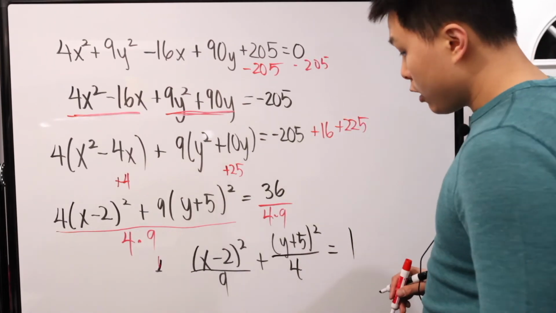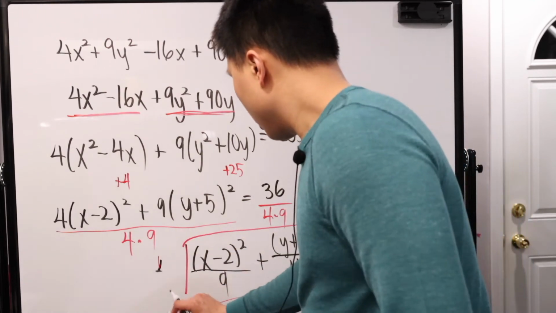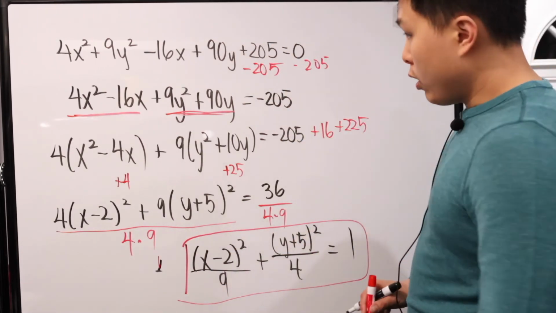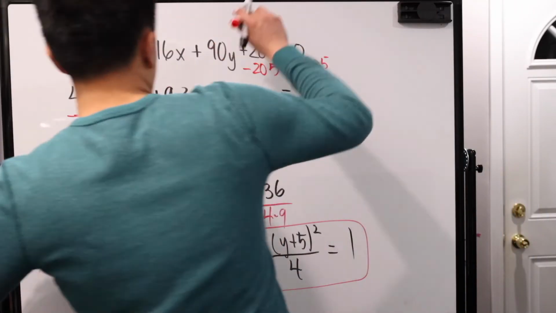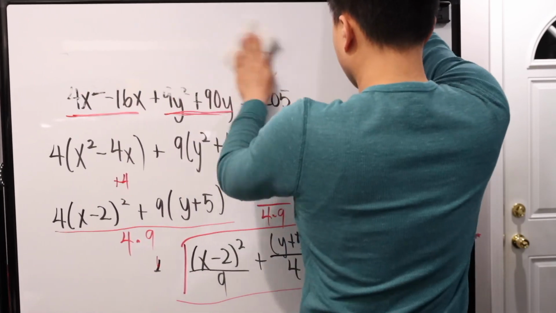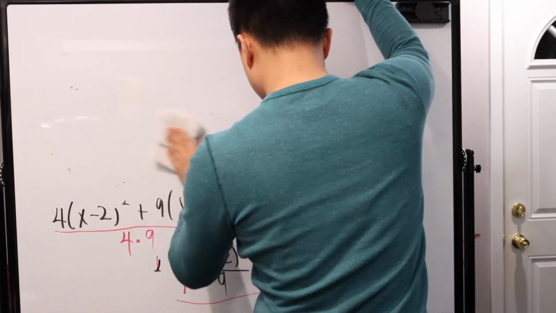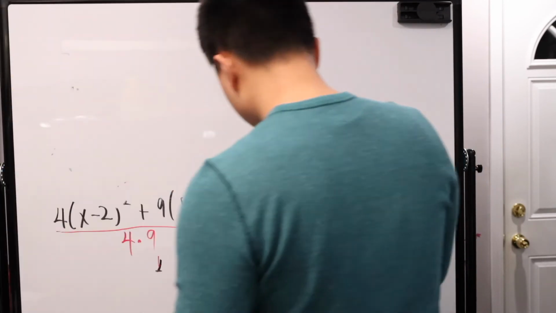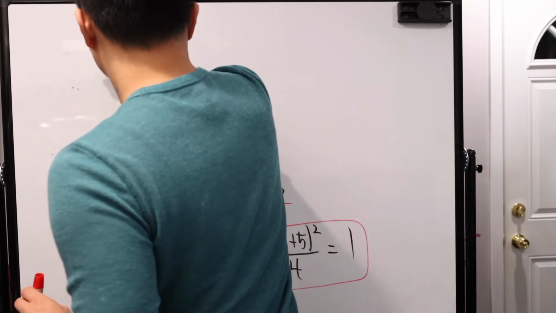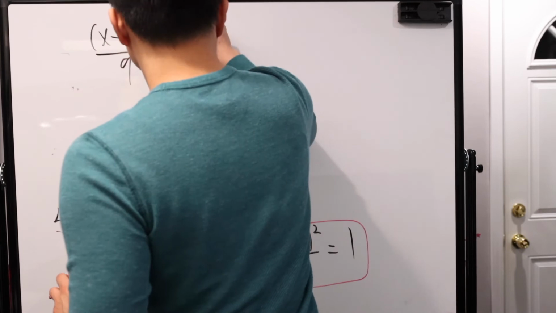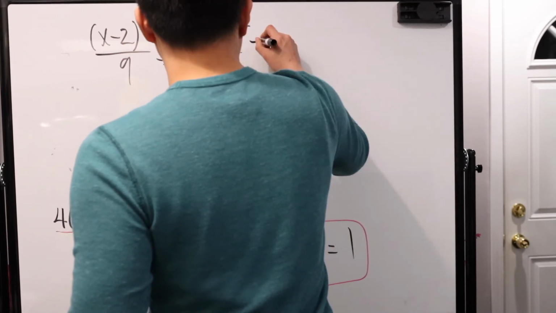Whew, we've done a lot of work, but now, this is what we want. This is your formula for an ellipse. So I'm going to erase all of this, well, not all of it, just the top part, and then we're going to continue. Let's bring this formula back up here. That is going to be x minus 2 squared over 9 plus y plus 5 squared over 4 equals 1.